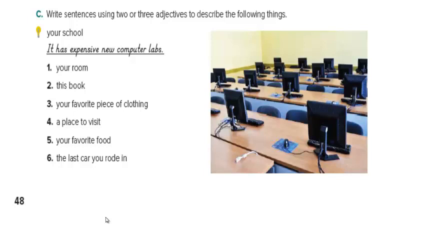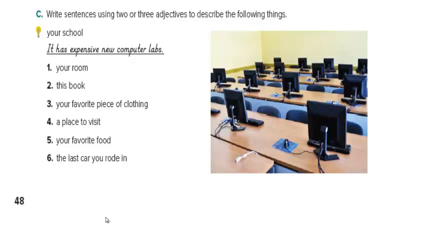Okay, the piece of grammar that is being discussed here is the adjective order. If we have more than 2 or 3 adjectives in a sentence, how can we arrange them? Do you remember? It was in the first unit. So, about my school, what can I write? It has expensive new computer labs.